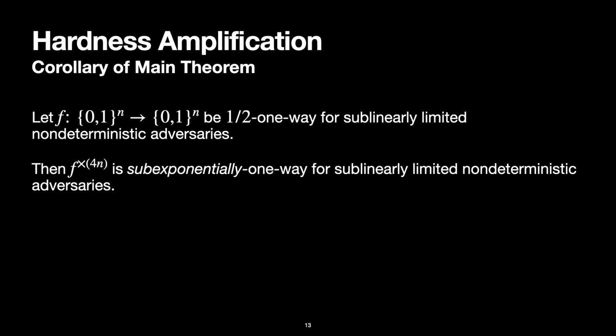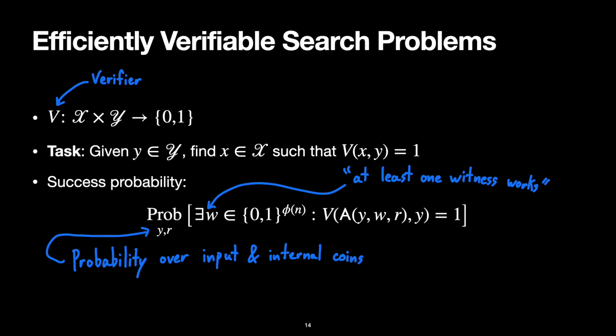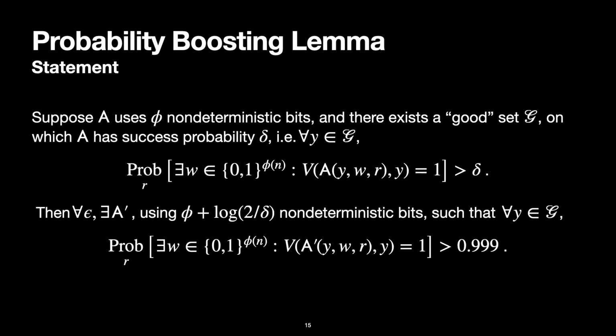Now, I do want to note that our results do not just apply to one-way functions, but apply to any sort of efficiently verifiable search problem. An efficiently verifiable search problem in this case could be a one-way function, could be a collision-resistant hash function, or something else. Anything that can be framed in this sort of framework works. So, to prove the statement from the previous slide, we're going to need a couple of lemmas.